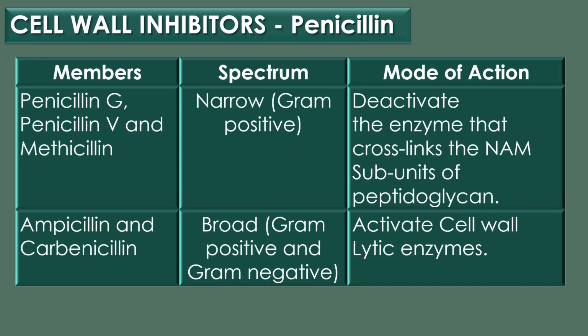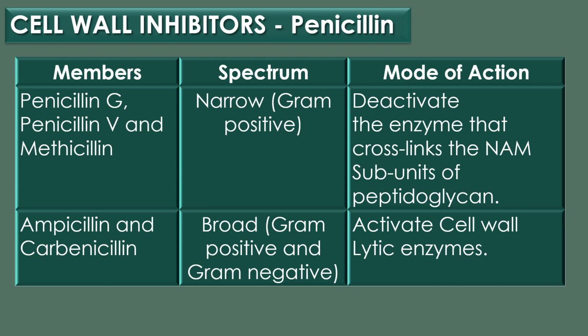The penicillin group has 5 members. They are penicillin G, penicillin V, methicillin, ampicillin, and carbenicillin. Among the 5 antibiotics, penicillin G, penicillin V, and methicillin have narrow spectrum activity and are effective against gram-positive bacteria only. The remaining 2, ampicillin and carbenicillin, are broad spectrum antibiotics and are active against both gram-positive and gram-negative bacteria.